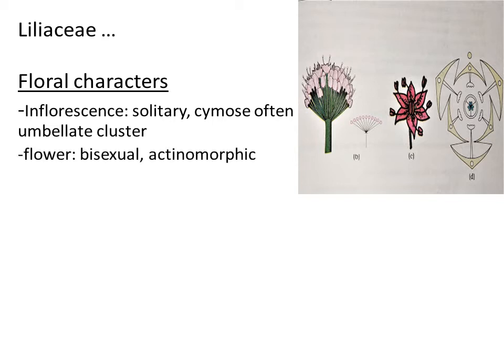Then if you look at the single flower, the flower is a bisexual flower because the male and female reproductive structures are present in the same flower. It is showing actinomorphic symmetry. That means we can divide the flower into two equal halves by any plane passing through the central axis. That kind of symmetry is actinomorphic symmetry.